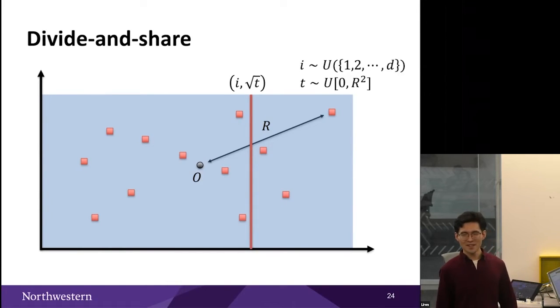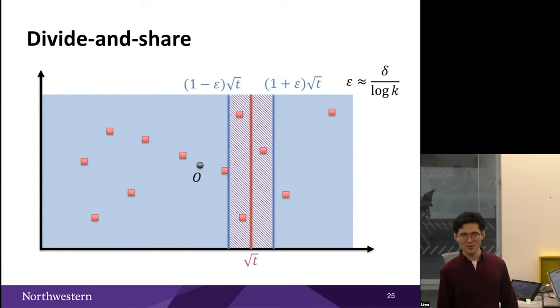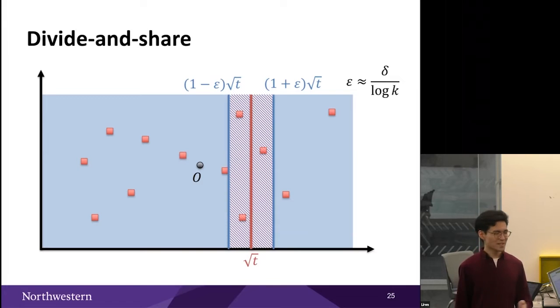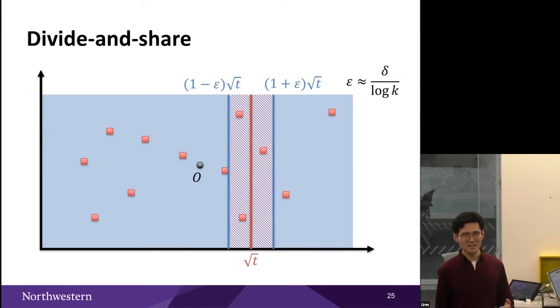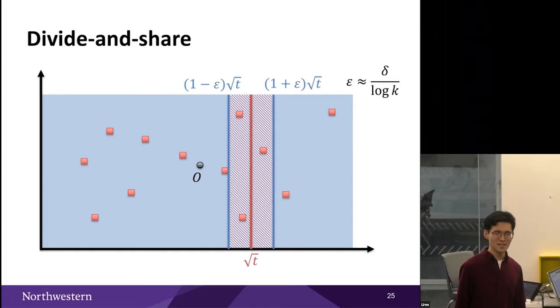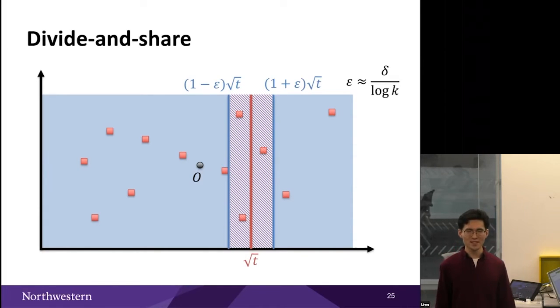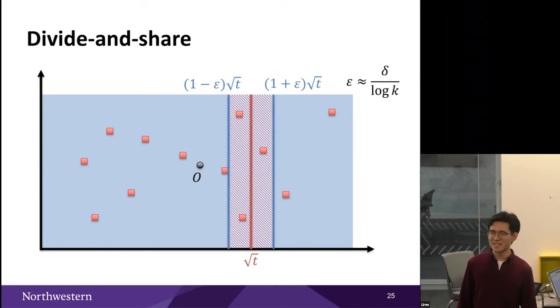Okay, then we are not done. We need to slightly shift this threshold cut square root of t to the left and to the right by an epsilon factor. So we pick another two cuts, 1 minus epsilon times square root of t, and 1 plus epsilon times square root of t. Here epsilon is approximately delta over log k.